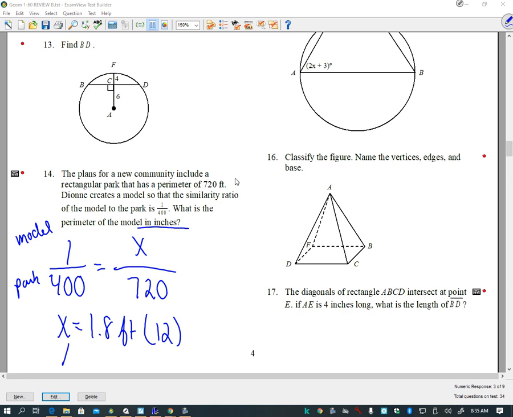Okay? So what is the perimeter of the model in inches? What's 1.8 times 12? 21.6? 21.6 feet. Or sorry, inches. Okay, 21.6 inches. Now, is that the answer in the answer key? Did we get it right? Yes? Okay. All right, but do we understand how to set it up now so that we don't make that mistake? We're not just trying to memorize the word, but understand it.